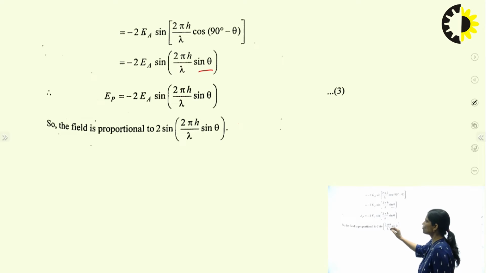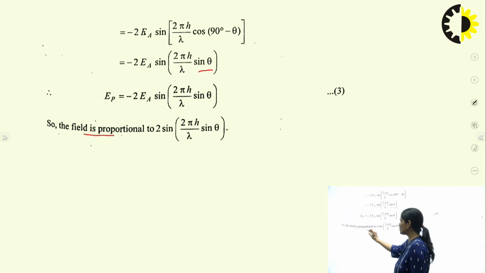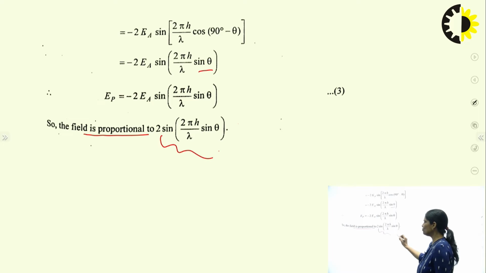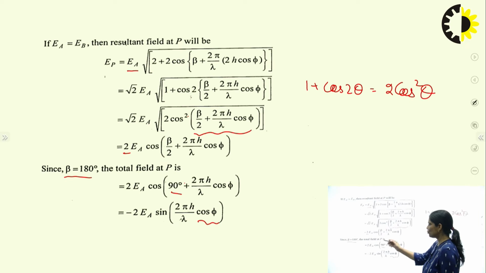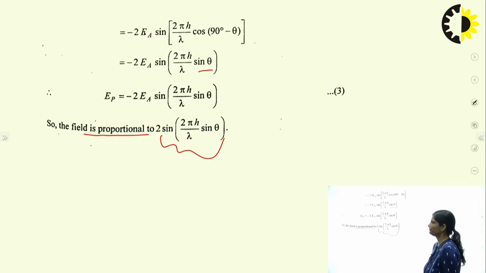sin theta). So the field is proportional to what? Field is proportional to 2 sin in bracket 2 pi h upon lambda sin theta. So this is your total field at point P.